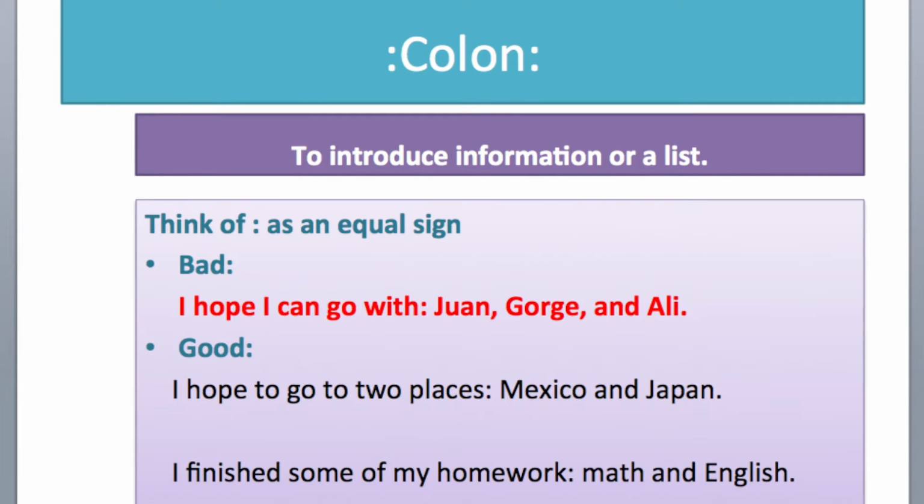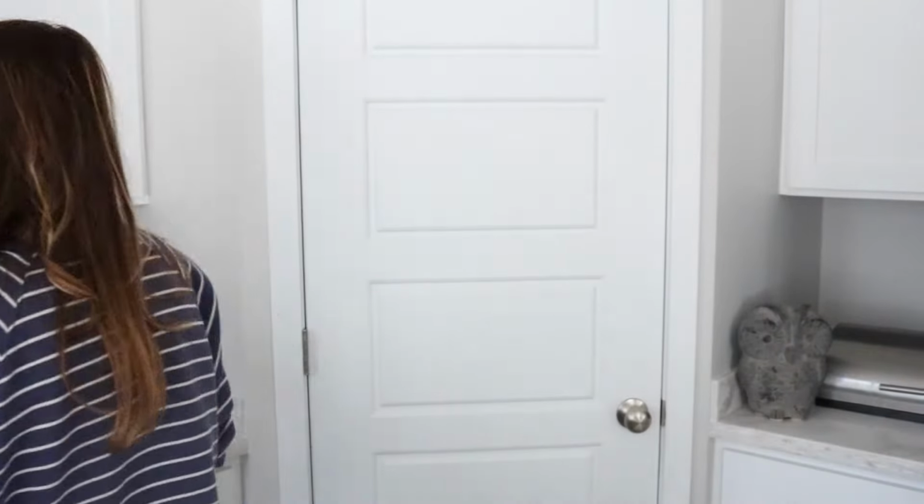Remember, a colon is not just about introducing a list, it's telling you what a sentence equals. So first, we have to complete the sentence and then tell you what it equals. Here are some examples that work. I hope to go to two places, colon, Mexico and Japan. Notice the sentence can stop there. I hope to go to two places. That makes sense, right? And if I want to tell you what those two places equal, I'd put in a colon, Mexico and Japan, period.